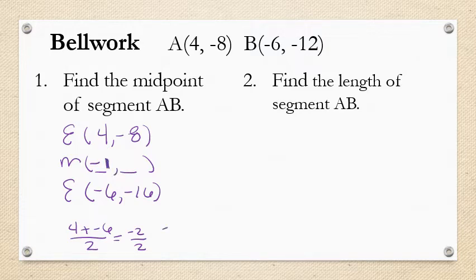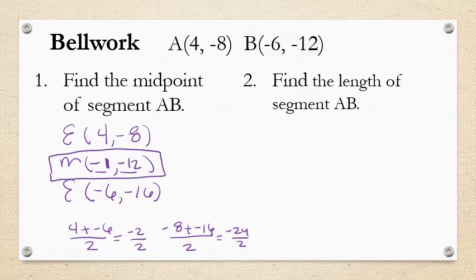For the y, I'm going to take the average of my y's, so I'm going to take -8 plus -16 and divide that by 2, which is -24 divided by 2. So the coordinate of the midpoint is (-1, -12). Next up, we're going to find the length of segment AB. This is the distance formula.